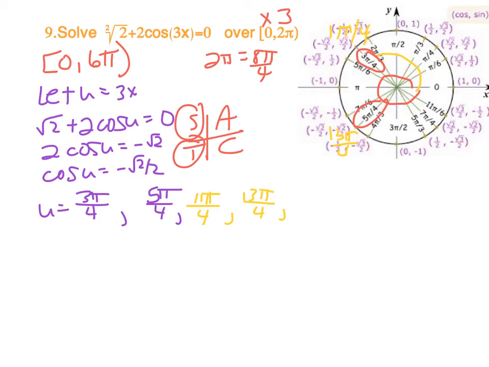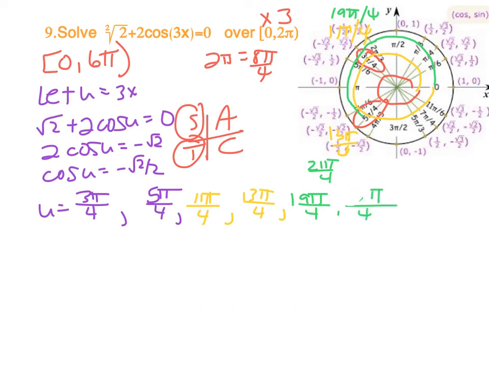And then one more time around. So the second time around, and then I'm going to go a third time around. Add another 8 will take me to 19 pi over 4. If I keep going to this one again, add another 8 will take me to 21 pi over 4. So 19 pi over 4, 21 pi over 4.